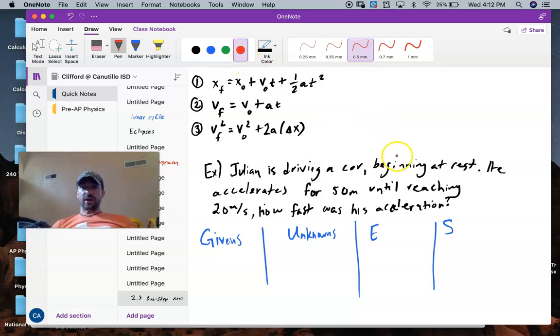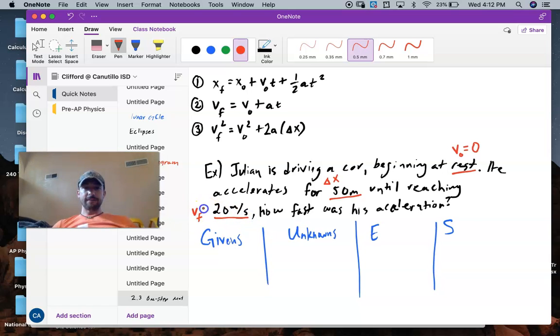Okay. So our givens will be, you just read through it and you write down anything they give you that would be like one of these variables up here, okay? So Julian is driving a car beginning at rest. Rest means the initial velocity is 0. He accelerates for 50 meters, okay? So that means that is his position. It's like his final position, but we can say his initial position was 0. So this is kind of like the change in position, if you want to put it as a delta x, but it's his position until reaching 20 meters per second, so that would be his final velocity. How fast was his acceleration?